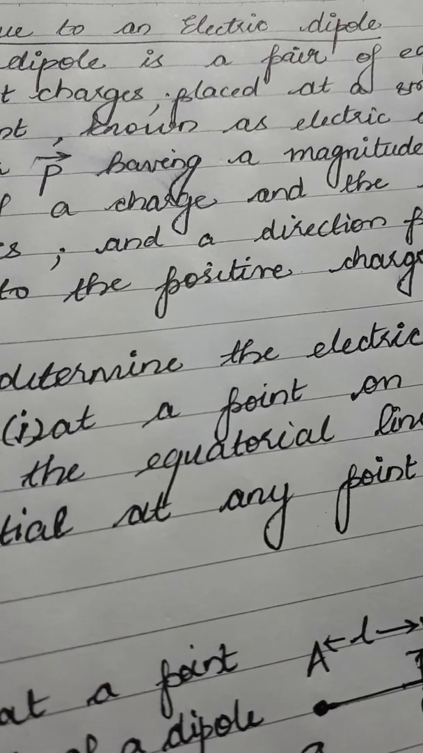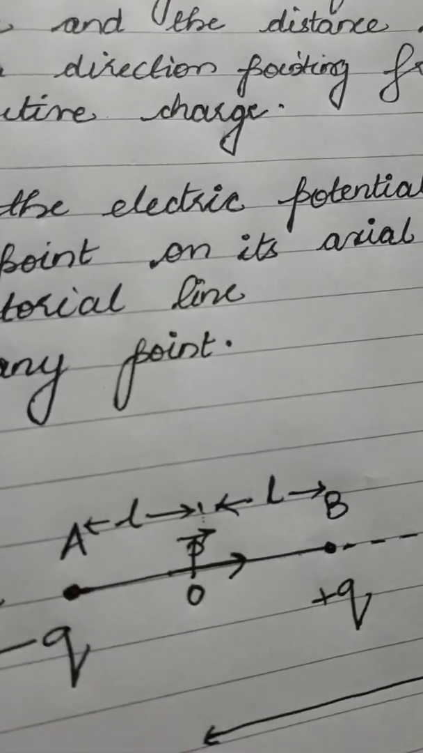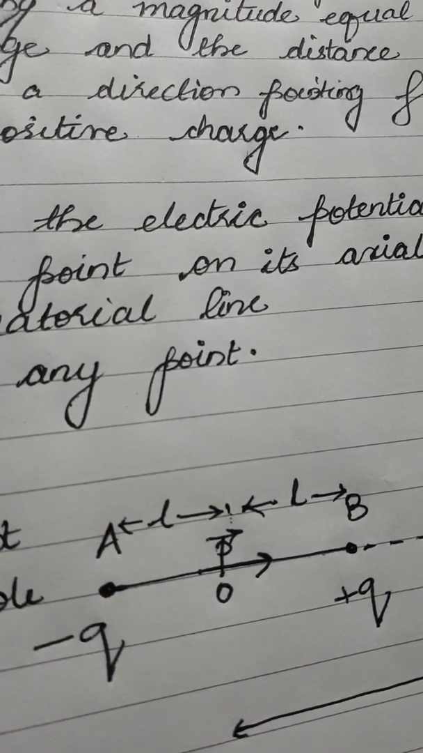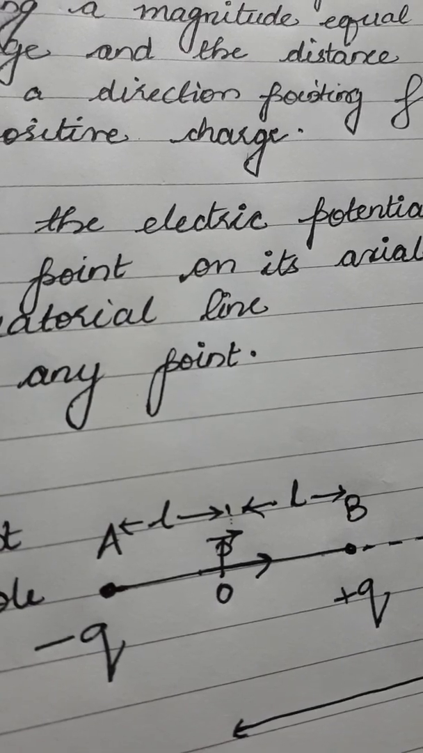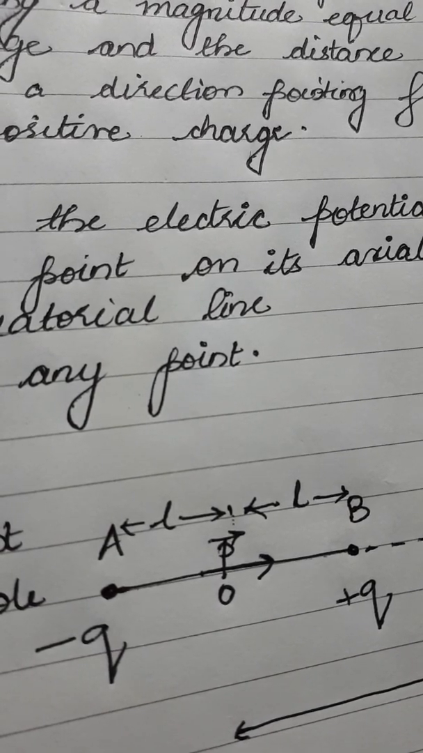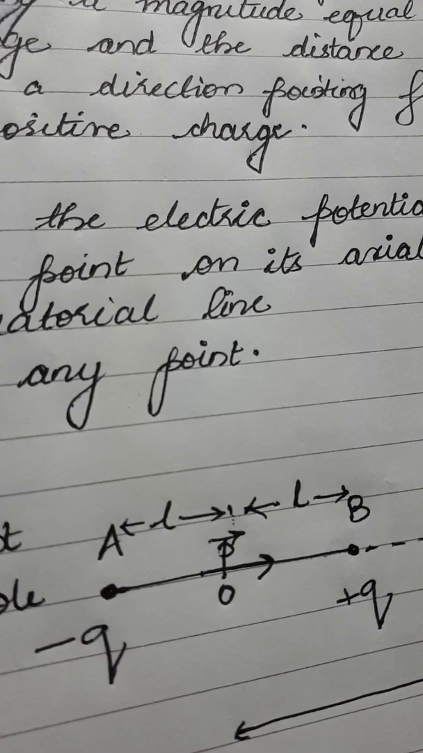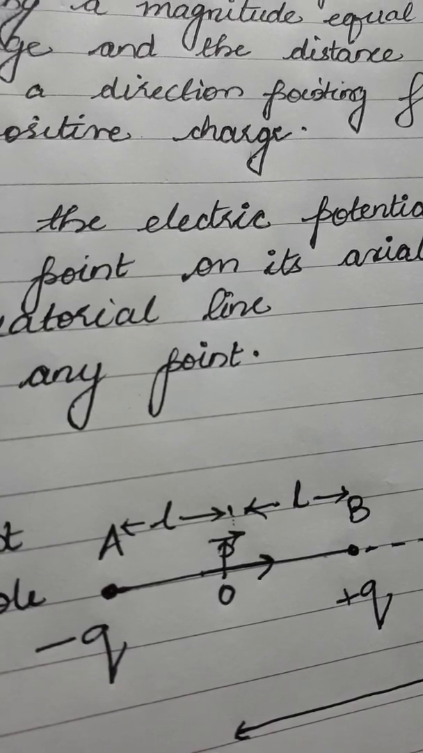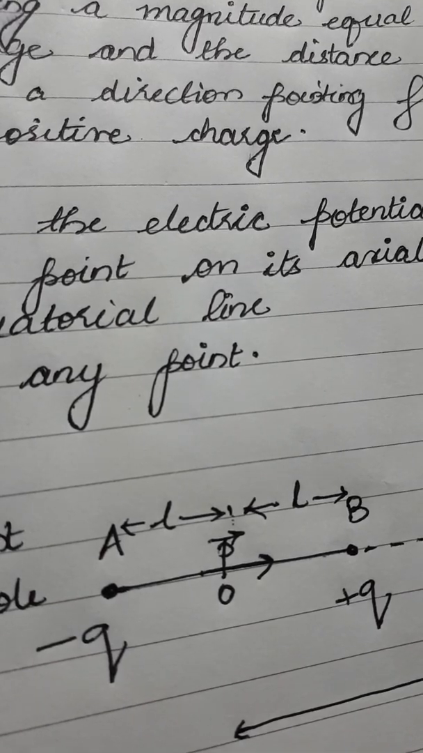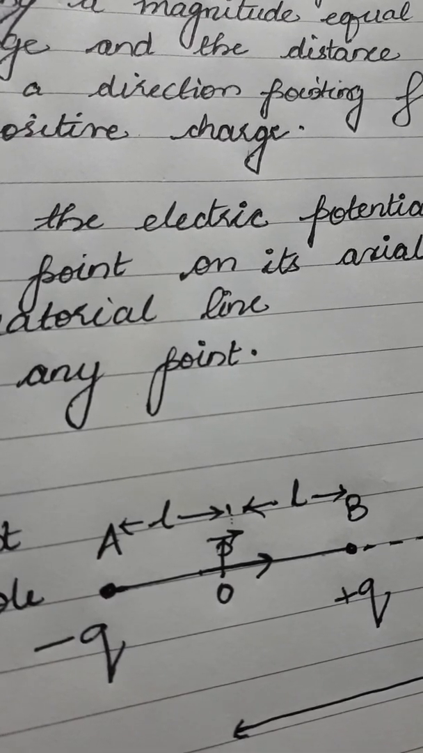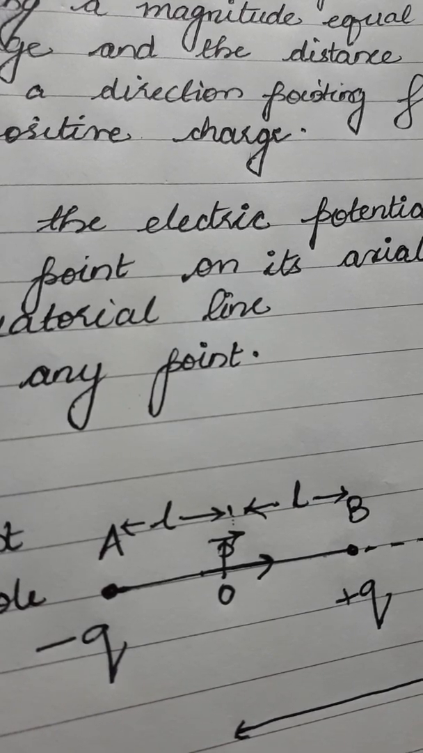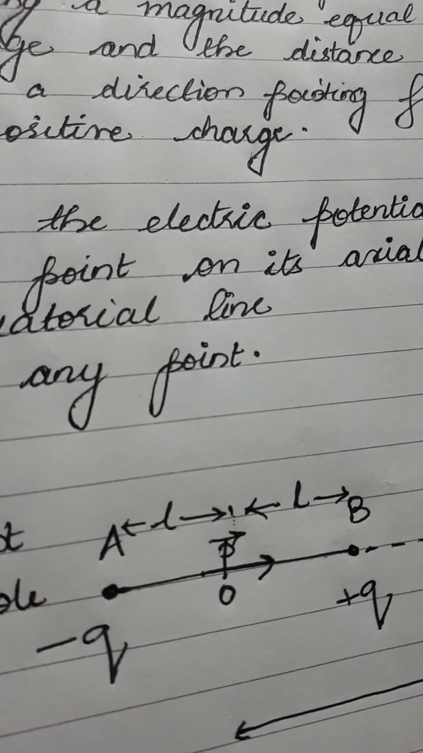What is an electric dipole? Look at this diagram. Here we have a negative charge at point A, that is minus Q, and a positive charge at point B, that is plus Q. It is separated from each other at a distance L on the right hand side and distance L on the left hand side. So the total distance from A to B is 2L. So the two charges are separated by a distance of 2L.